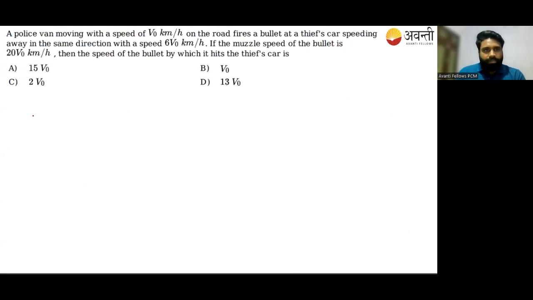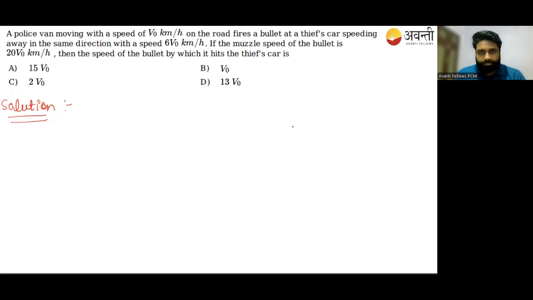Now, this question is also from relative velocity. The relative velocity is a kind of tricky and complex topic. I found that most students suffer in this topic.